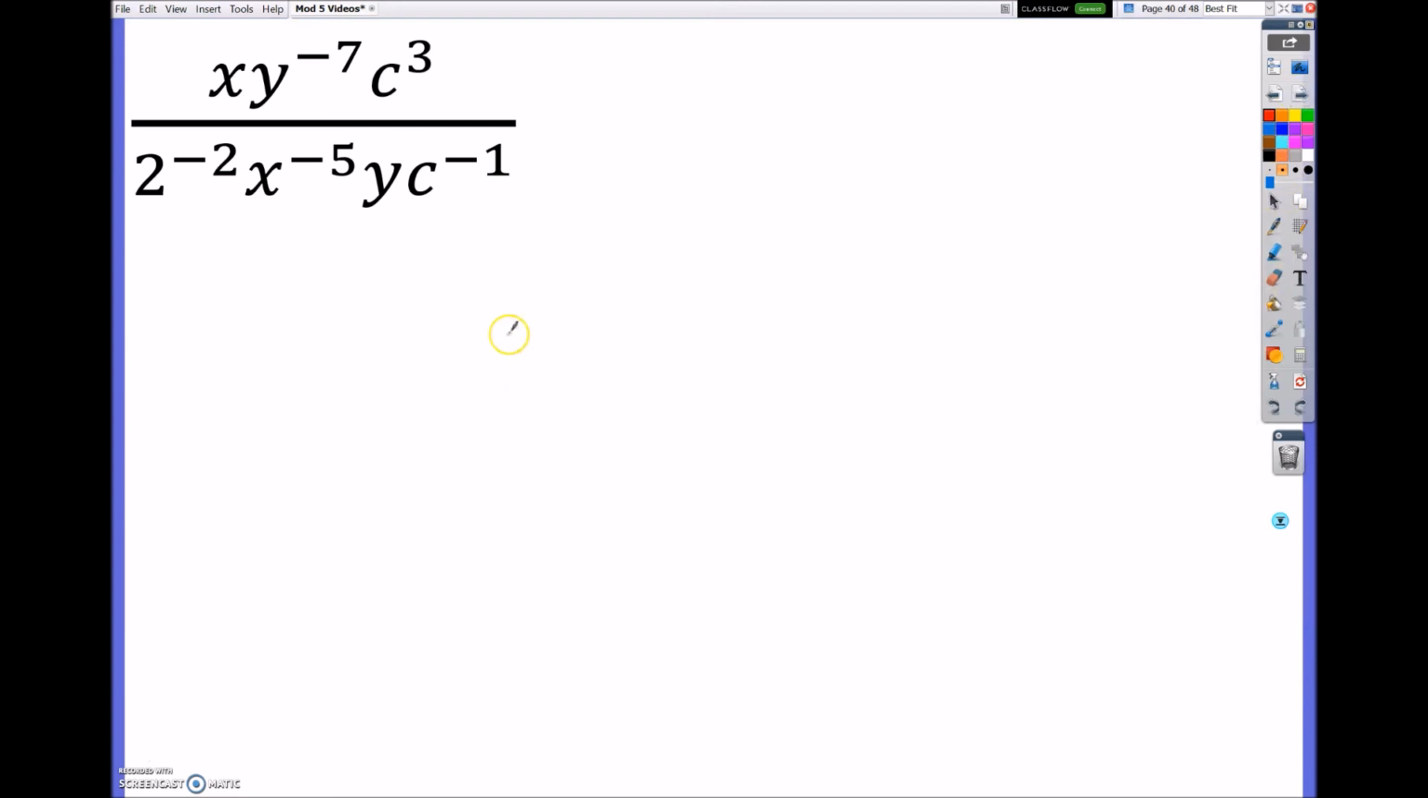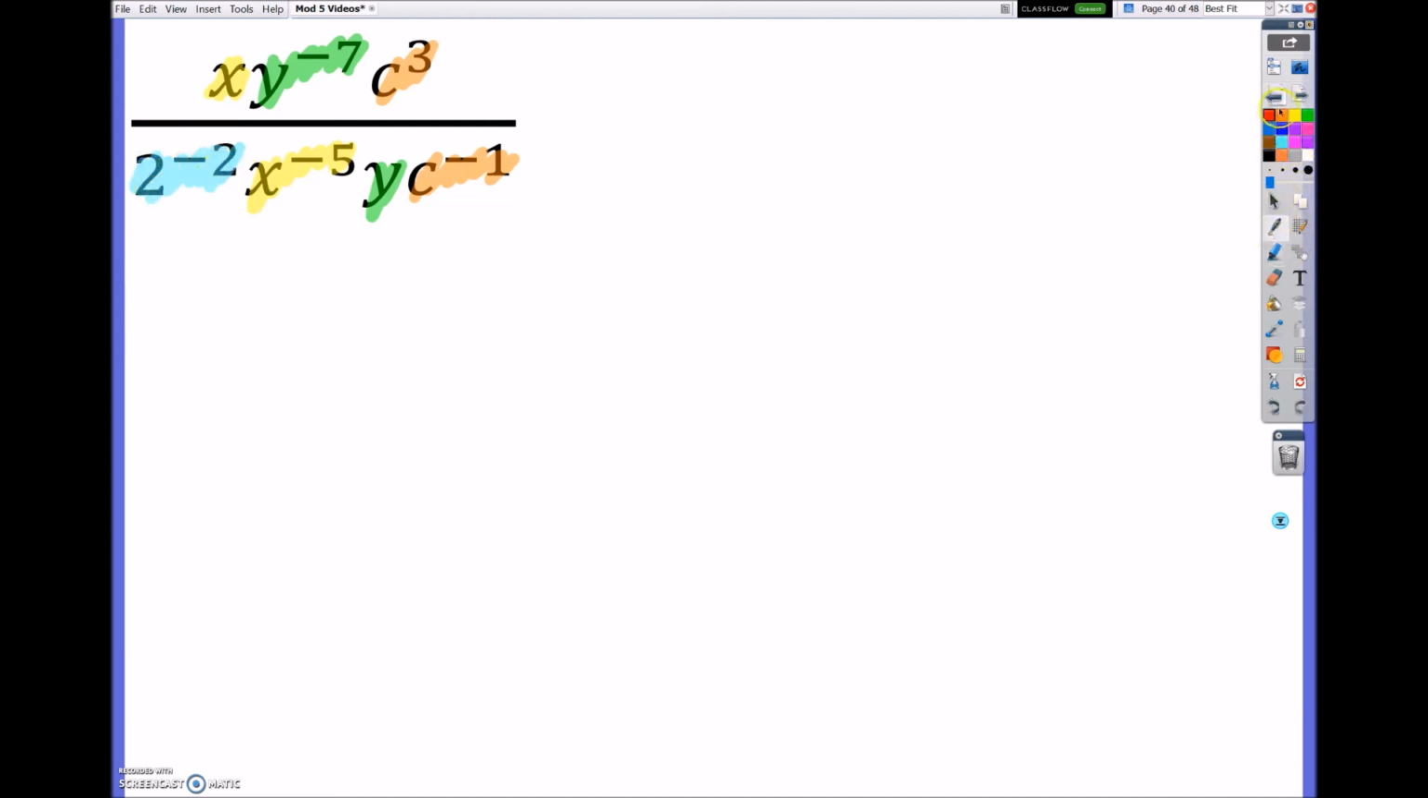All right, so let's go ahead and look at this big mess. I got a lot of negative exponents here. What I'm going to do is actually color code these to help me organize my thoughts. So I have an x here and an x to the negative 5th. I'm going to look at my y's. I have a y here and a y here. I'm going to have a c here, a c here, and a negative 2 exponent here.